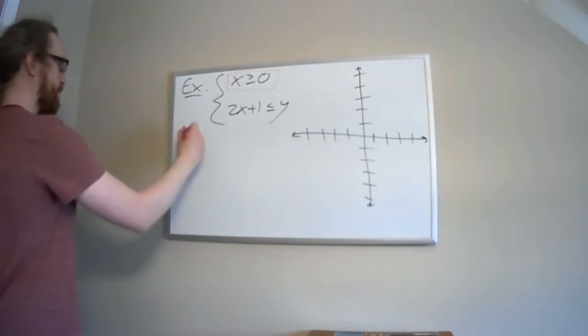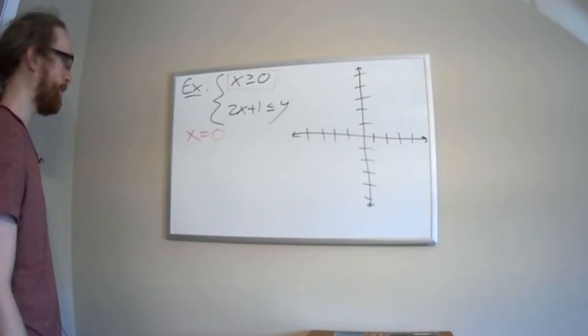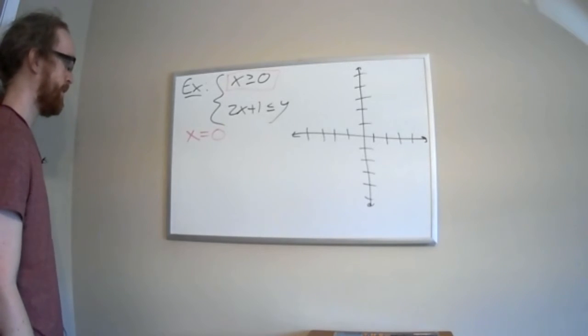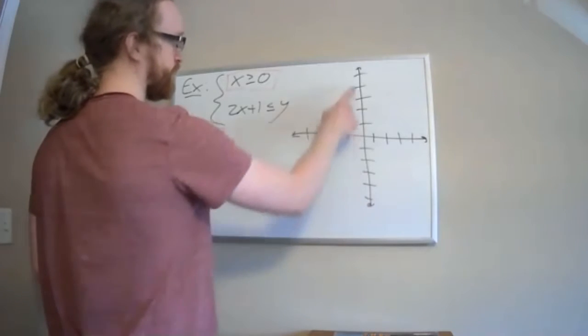Well, what's x equals 0? What line is that? That's a vertical line, and it's where x equals 0. So I'm looking for x-intercept equal to 0. Oh, well, that's just the y-axis.